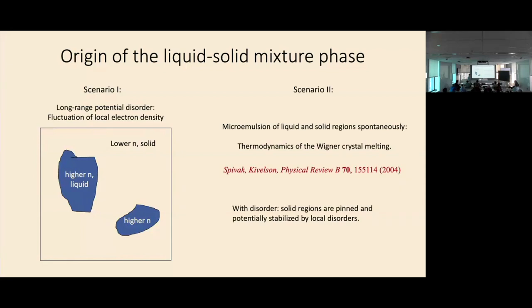There's also some theoretical proposal arguing that the electron liquid and solid regions will happen even spontaneously in an ideal electron solid without disorder. But then with disorder, maybe this electron solid phase can be further localized, or maybe even stabilized a little bit. So what we can do is at least test scenario one, to see whether this higher density, the liquid and solid phase, is correlated with long-range potential fluctuation.